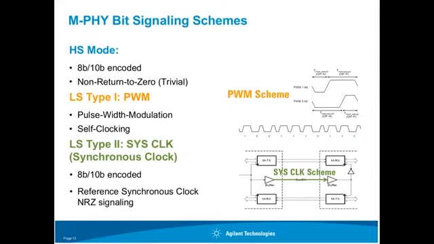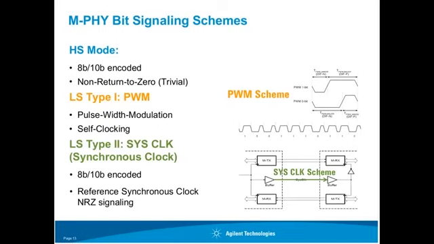On the low-speed mode, there are two different schemes. They are known as Type 1 and Type 2. So the Type 1, which is the most common scheme, uses the pulse width modulation scheme, where bit 1 is represented by a shorter negative pulse, followed by a longer positive pulse. Bit 0, on the other hand, is the opposite, with the longer negative pulse, followed by a shorter positive pulse. This scheme allows the clock to be recovered using the falling edge on the bit stream. That is how the clock is recovered from the Type 1 PWM scheme.